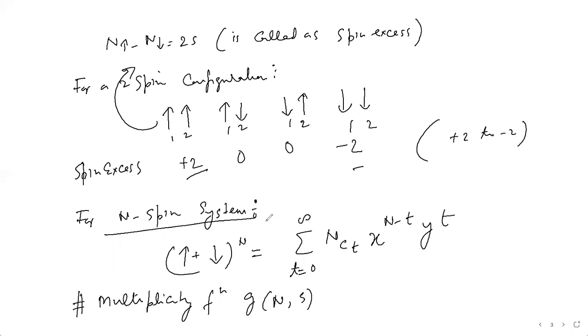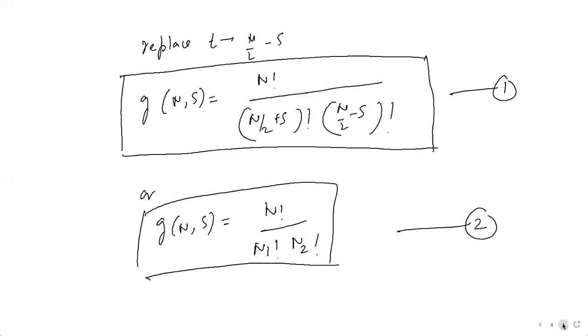And for the general expression for an n spin system, since it's a binary mixture, in a binary model system you can always invoke the binomial expansion, and you can see that the general expression for n particles is something like this, right? Then you can define your multiplicity function g(N,s). With the spin excess form I have written, t is replaced by n by 2 minus s. So the general expression of g(N,s) looks something like this: factorial n by 2 plus s, factorial n by 2 minus s, or maybe you can say that n1 is up and n2 is down, and so on. So the general expression will look like this.